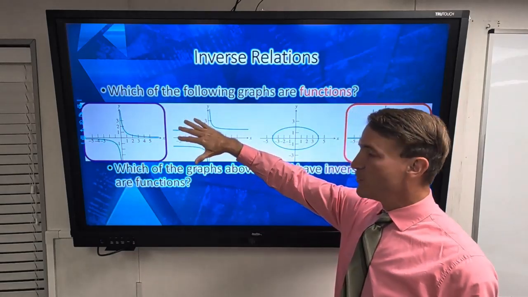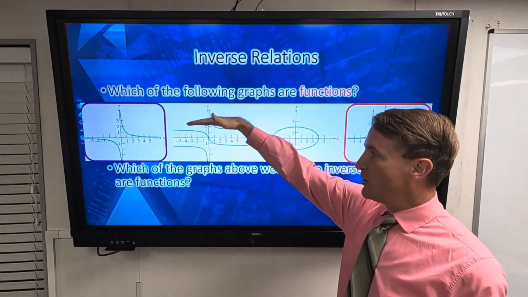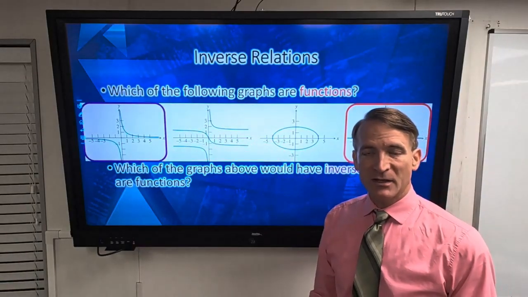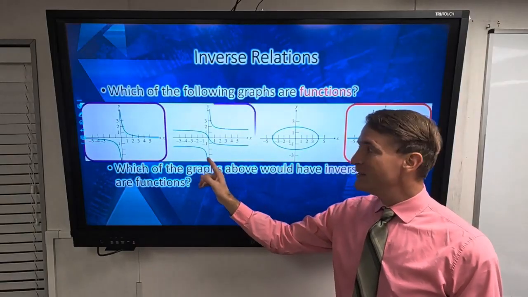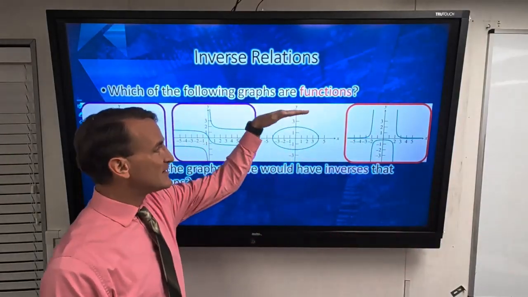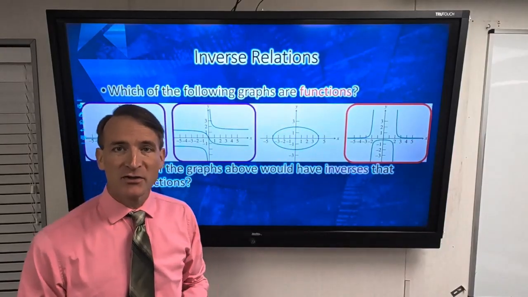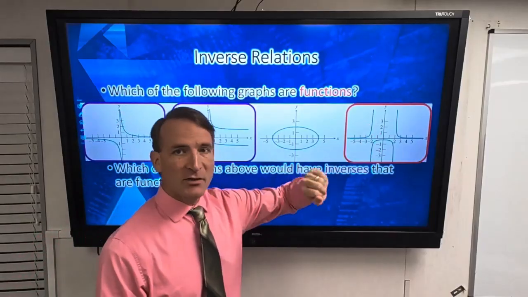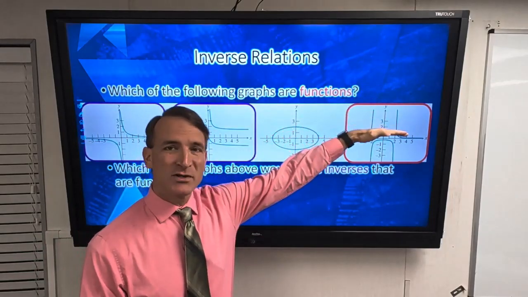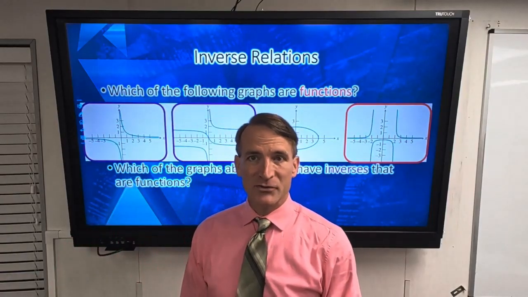This one here, if we were to switch the x and the y's around, and I were to try to do a horizontal line test, this one passes the horizontal line test. Therefore, its inverse is going to be a function. If we take a look at this oval, it does not pass a horizontal line test. Therefore, it is not going to have an inverse that is a function. And finally, this last graph, if we were to draw horizontal lines, it would not pass the horizontal line test. Therefore, it is not going to have a function as its inverse.